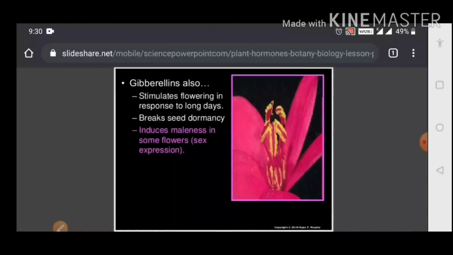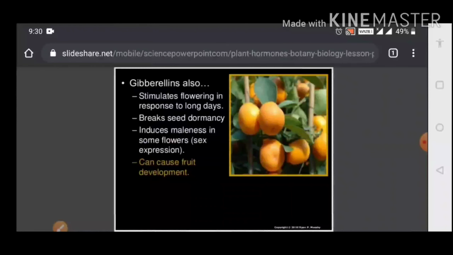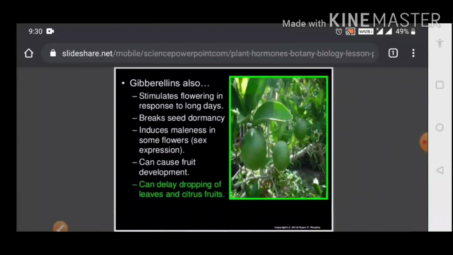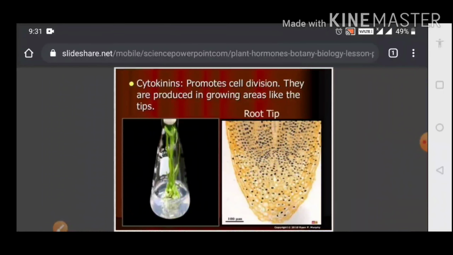Gibberellin induces maleness in some flowers, like if the flower is formed or is in a bud condition, if we induce gibberellin, the flower will become a male flower. Gibberellin can cause fruit development. Gibberellin can delay dropping of leaves and citrus fruits too.